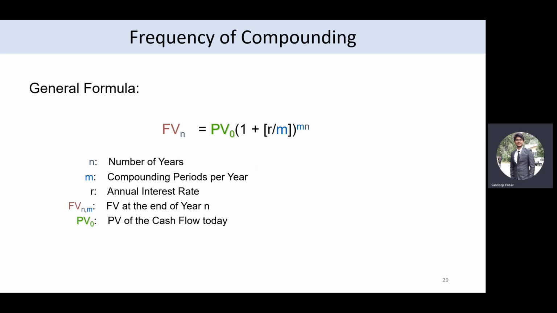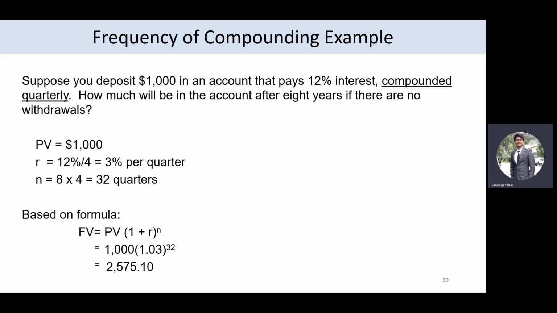So what is the frequency of compounding? It can be calculated from the formula: future value equals the present value multiplied by (1 plus r by m) powered by m times n, where n is the number of years, m is the compounding periods per year, r is the annual interest rate, FV is the future value at the end of the period, and PV is the present value, the cash flow today. Now let's see an example.